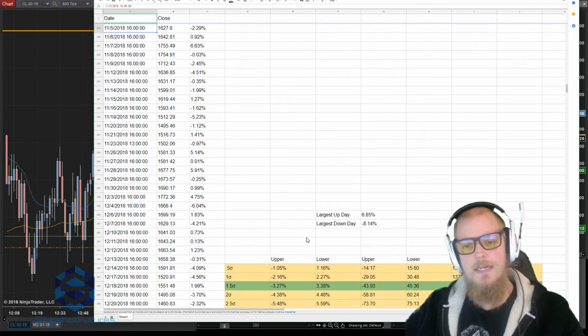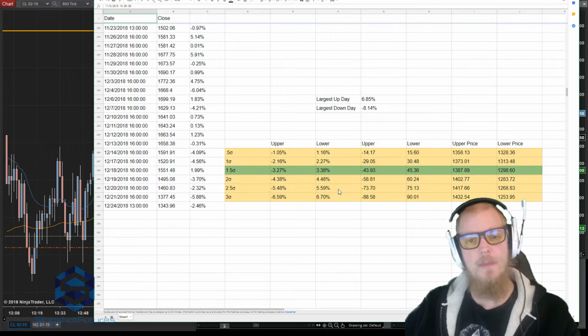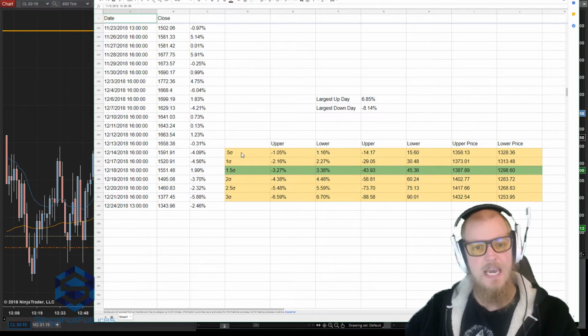So let's go down. Now, the calculation boxes that I have over here are to make life simplistic, right? 0.5 deviation, 1 deviation, 1.5, 2, 2.5, and 3.